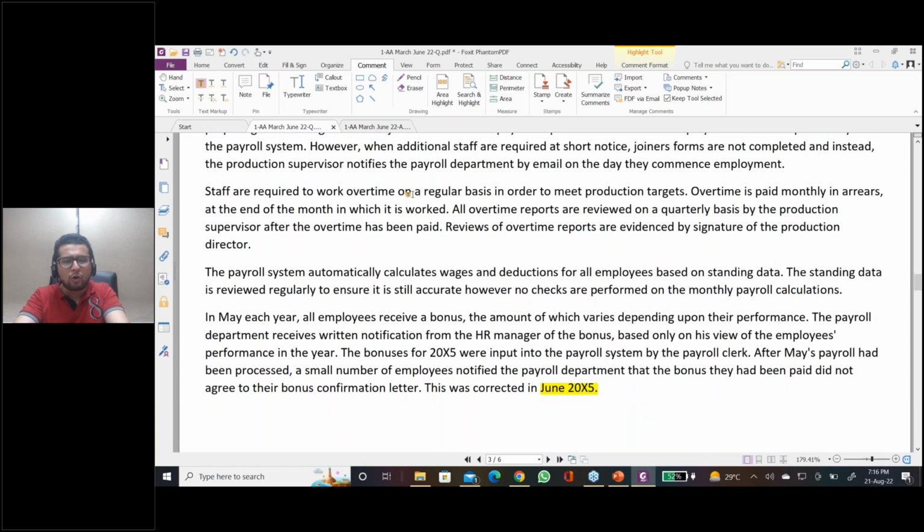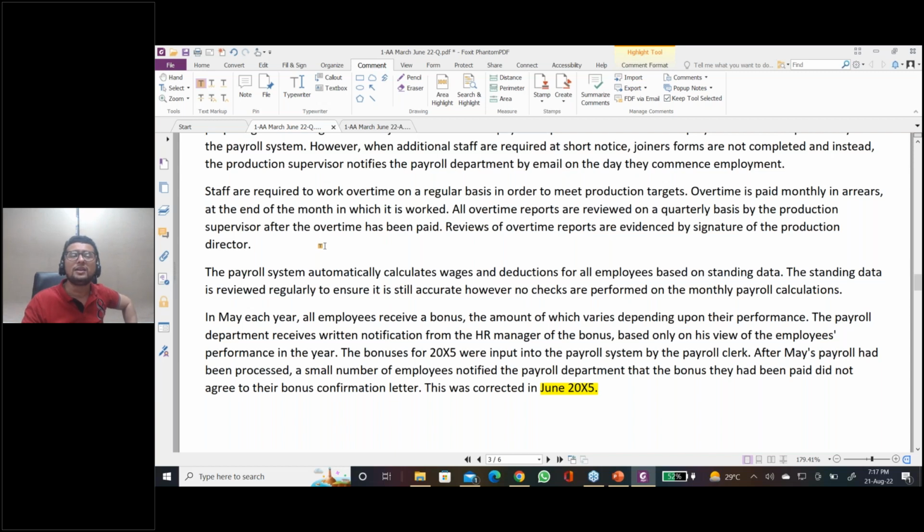Staff are required to work overtime on a regular basis in order to meet production targets. That's good for the staff. Overtime is paid monthly in arrears. Okay, overtime is paid every month. That's great. At the end of the month in which it was worked, okay, fine. So if I have worked overtime in August, I will be getting the pay on 1st September. That's cool. All overtime reports are reviewed on a quarterly basis by the production supervisor after the overtime has already been paid. Review of overtime reports is evidenced by signature of the production director.